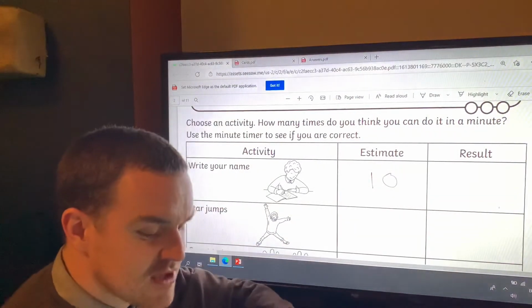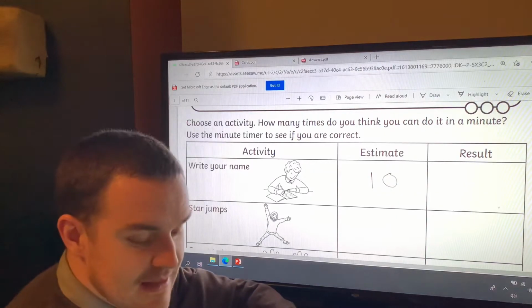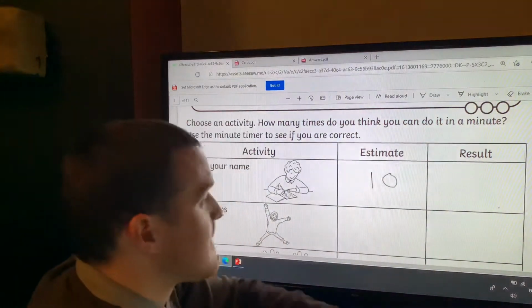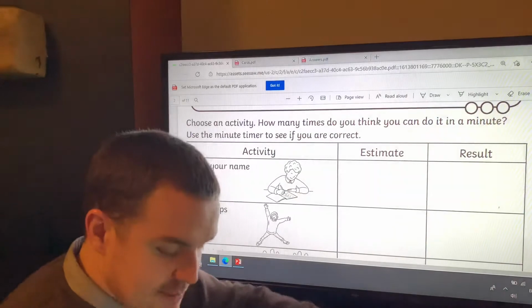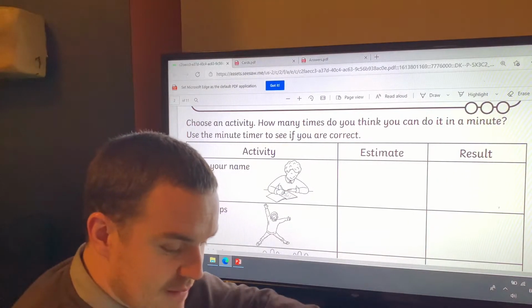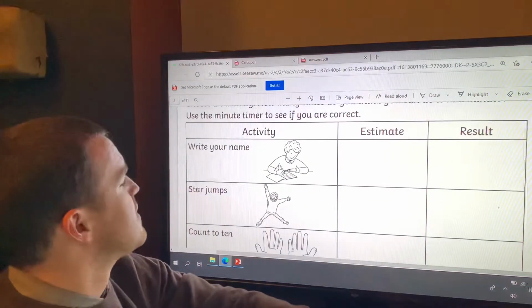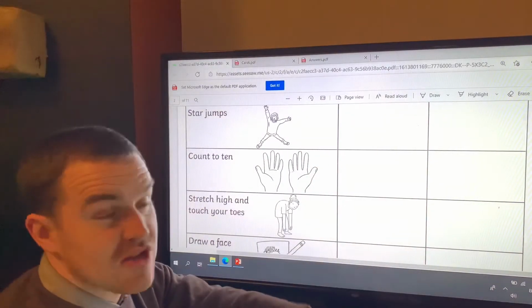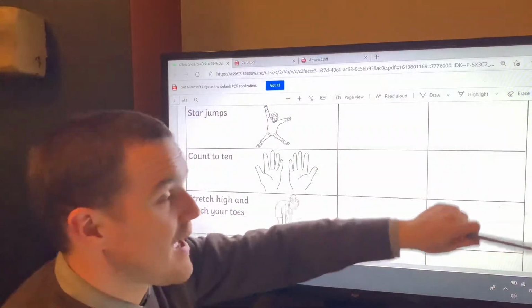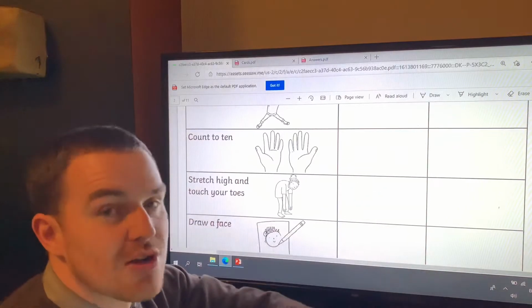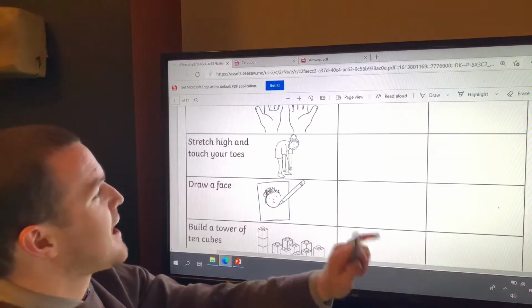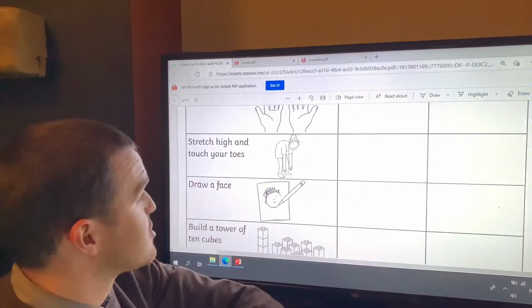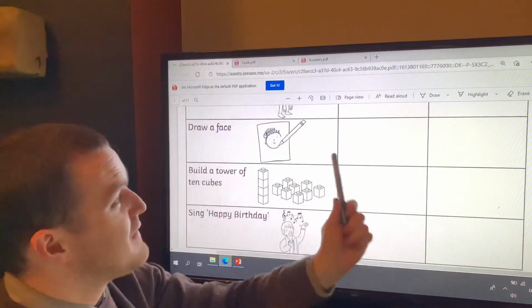So you've got a couple of challenges to do. So how many of those names can you write in a minute? How many times can you write your own name? You also have how many star jumps do you think you can do in a minute? So do your estimate first, then time it and see. How many times can you count to 10 in a minute? How many times do you think you can stretch up high and then stretch down and touch your toes in a minute? How many faces can you draw?